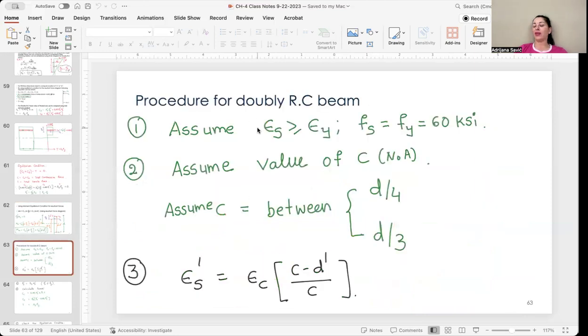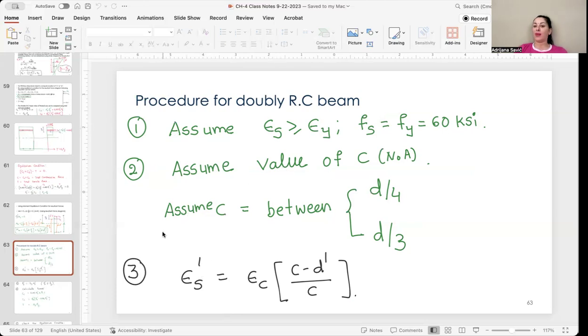And here we have some steps which we will follow in order to determine the moment strength capacity of a doubly reinforced concrete section. So firstly, we have to assume that strain is higher than or equal to yielding strain, that the stress of steel is equal to yielding stress, which is 60 ksi. Then we need to assume the value of C.